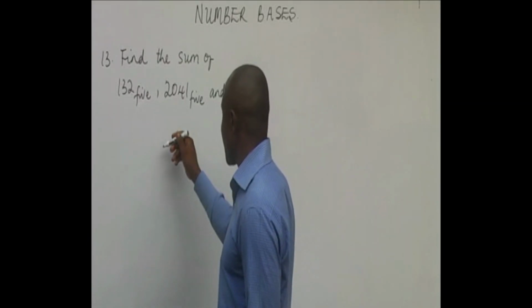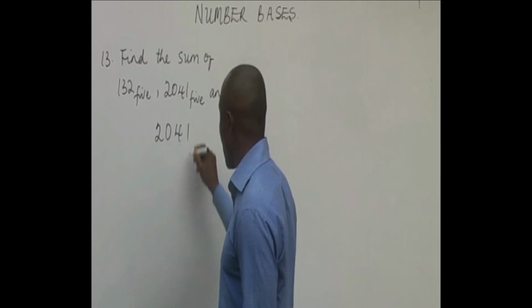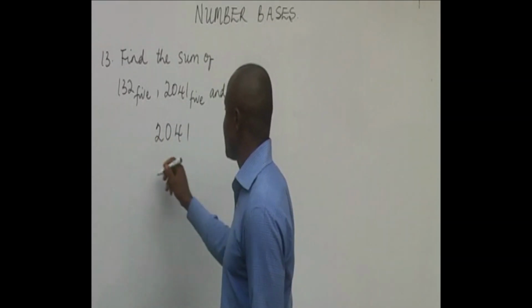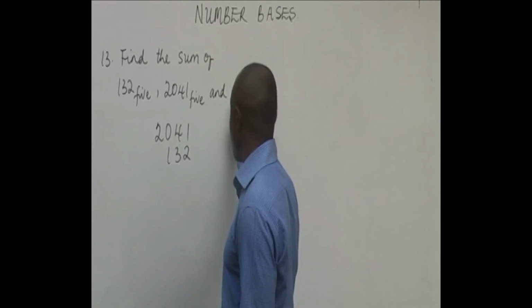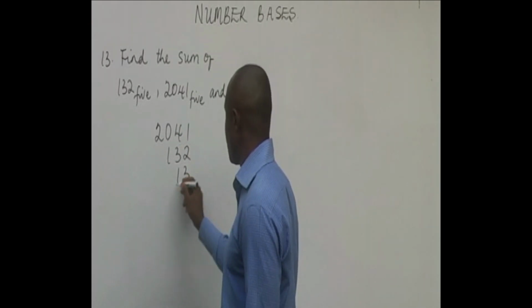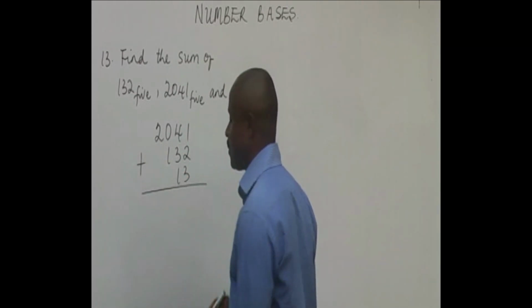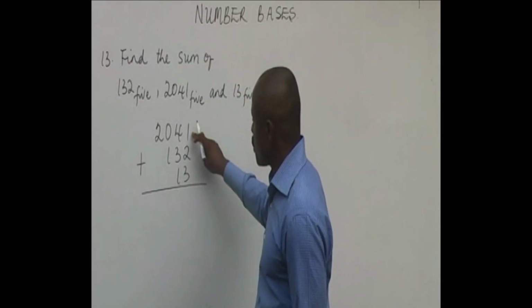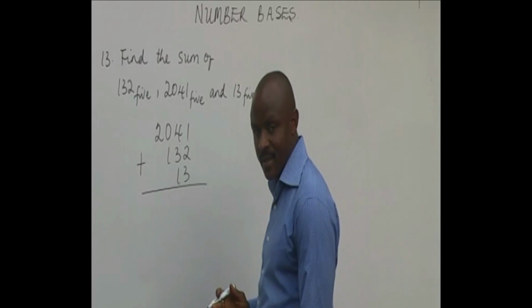This one has 4 digits. Write it first. We have 2041. This one has 3 digits. 132. This one has 2 digits. 13. Draw your line and begin to add. 1 plus 2 is 3. 3 plus 3 is 6.